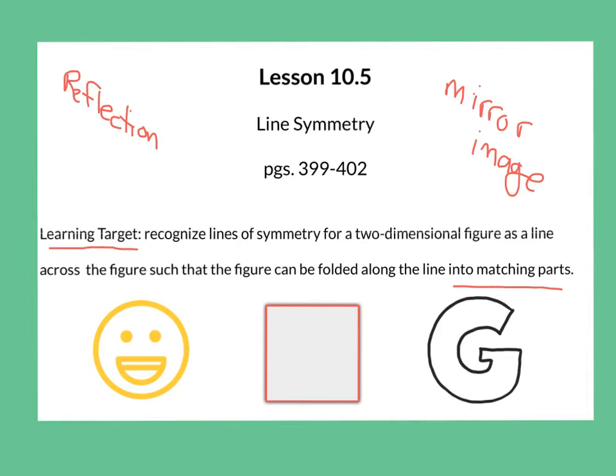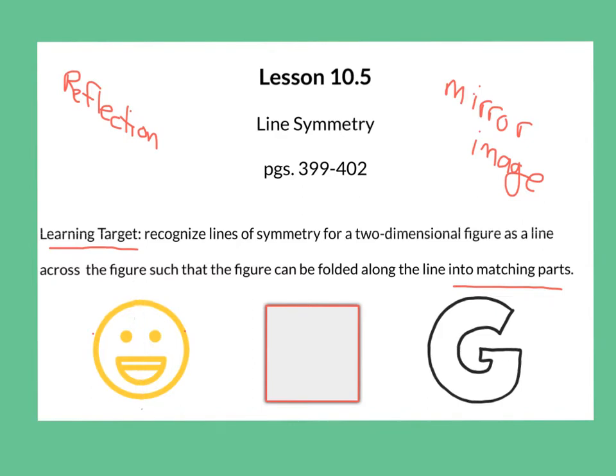So we have our smiley face. He's pretty perky. I'm going to draw a line of symmetry right down the middle and fold it. Now I'm probably a little bit off there with my line, but if I were to fold it identically down the middle, like a taco, the left hand side and the right hand side would fall exactly on top of each other. They would fit and be a mirror image of each other. So our smiley face has one line of symmetry.